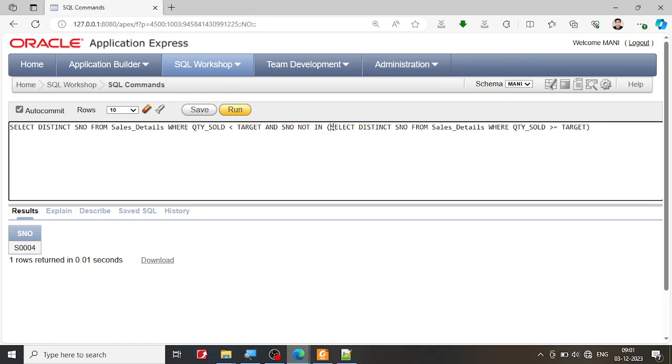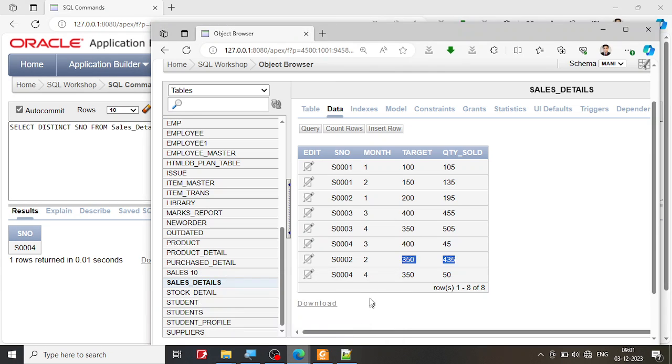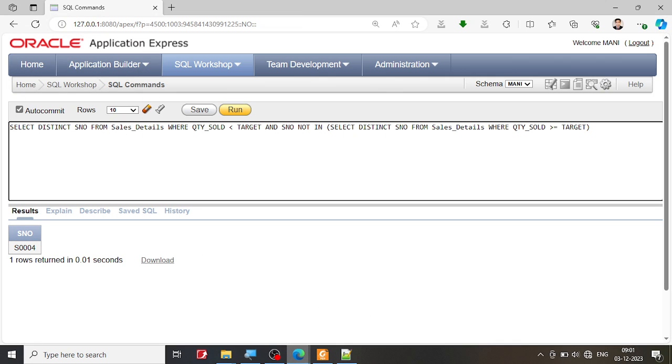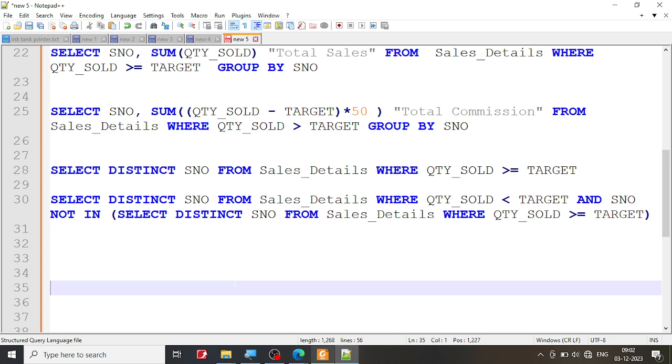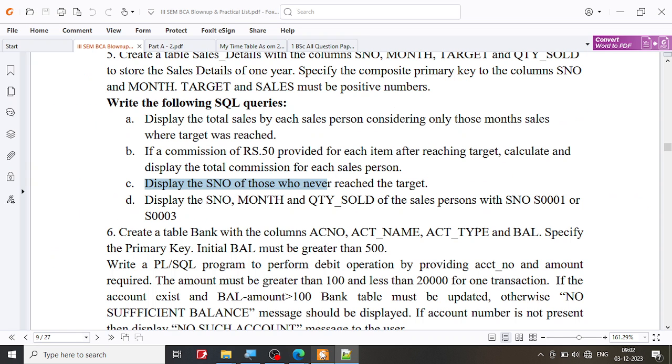So even though these people have 001 and 002, where not achieved their target, but we excuse them and say that the persons who have not achieved the target, but at least once if they have achieved it, we will not include them. So not in the at least once achieved target. So this is the idea. Then let's go ahead with the next query.